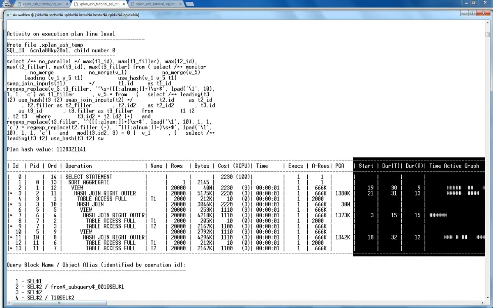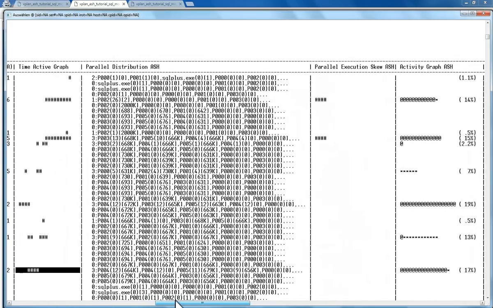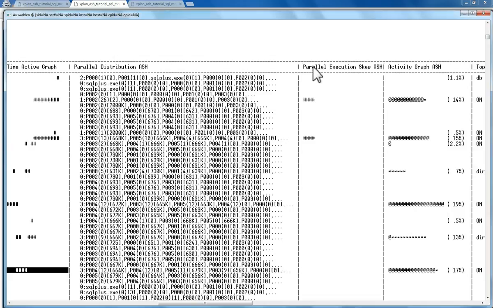For parallel plans, there is even more information available. We have these two additional columns, parallel distribution and parallel execution skew. Well, the output here is different, at least for this column, depending on whether real-time SQL monitoring information is available or requested or not. If real-time SQL monitoring information is available, you see in these square brackets the number of output rows per process that is involved. So it's either the query coordinator process or one of the parallel slaves.